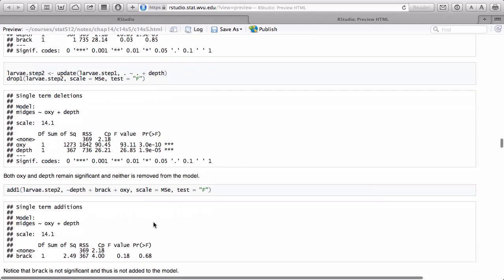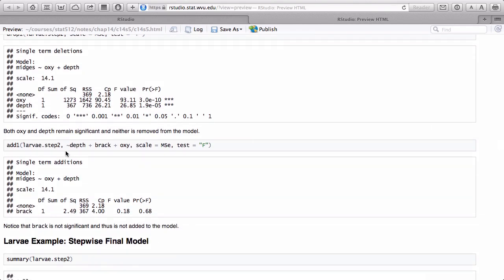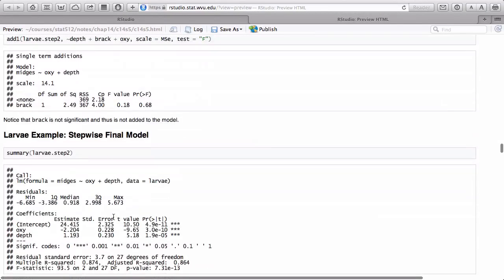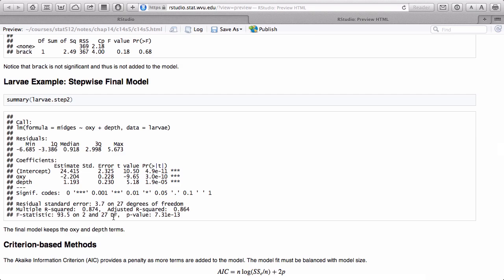I shouldn't add anything. Now if I take step 2 and I say, okay, I want to see if I can add anything else. Step 2 has depth and oxygen. I'm doing a final test to see if I should add brackishness. And the answer is no. You can see here that I should not add brackishness. So this is, again, my final model.